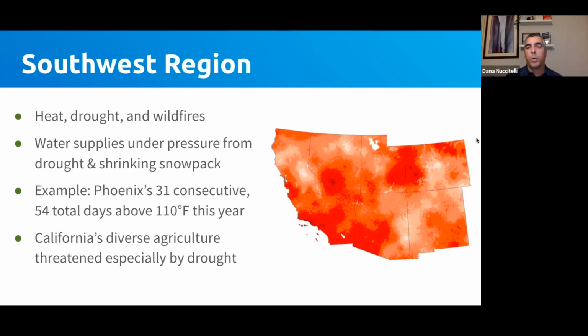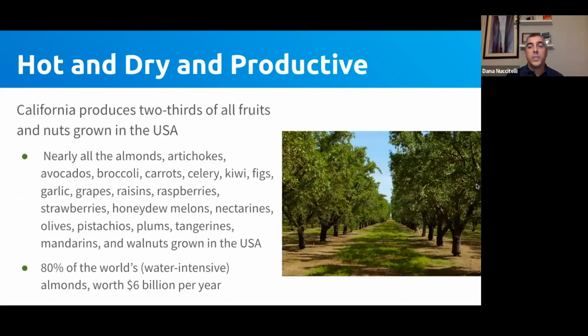And another important sector is California's agriculture, which provides a lot of different agricultural crops for the rest of the country and the whole world, and is threatened especially by drought and the water security issue, and also by extreme heat. So this is something that everybody should care about, even if they don't live in California, because California produces 2/3 of all fruits and nuts grown in the United States, including nearly all of the crops listed here: almonds, artichokes, avocados, broccoli, and so on and so forth.